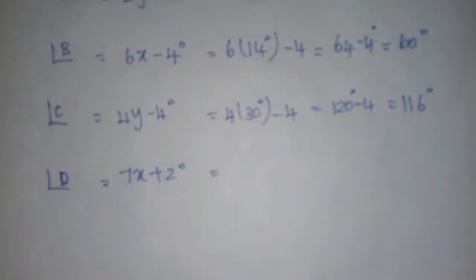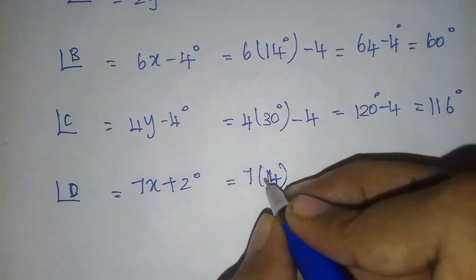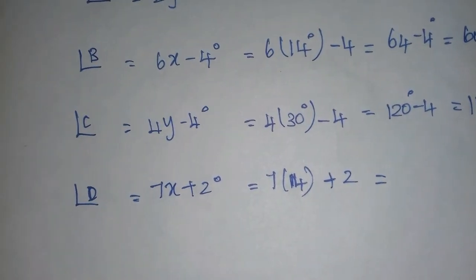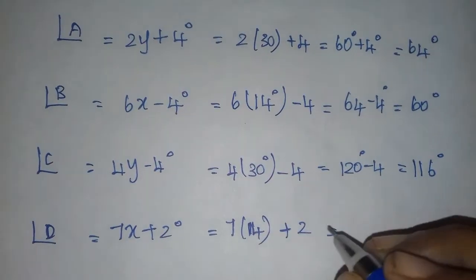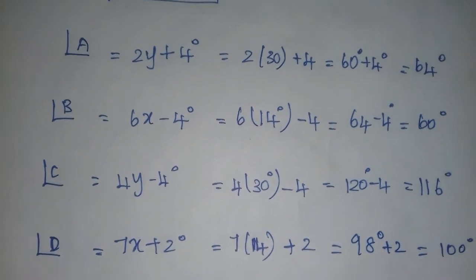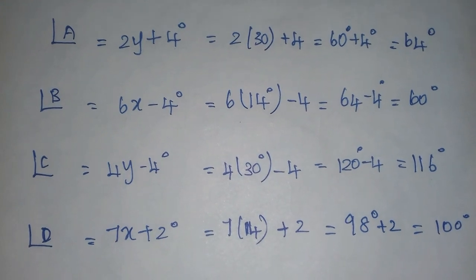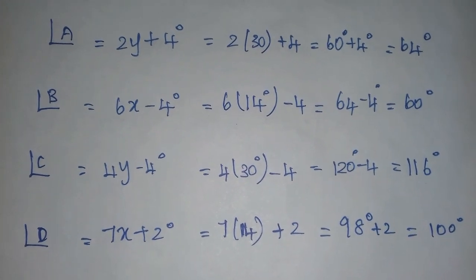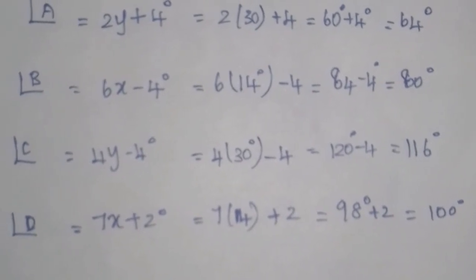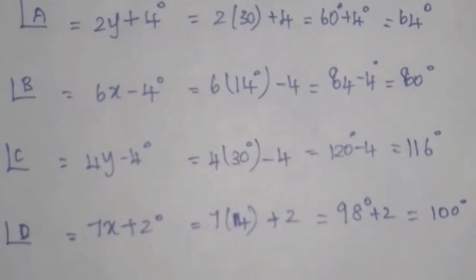Next step, we have to find the angle D. What is the value of x? Value of x is 14. So 7 into 14 degrees plus 2. What is 7 into 14? 7 into 14 is 98 degrees plus 2. That is equal to 100 degrees. Now we found all the 4 angles. Angle A is 64 degrees, angle B is 60 degrees, angle C is 116 degrees, angle D is 100 degrees. Angle B is 80 degrees. Why? 6 into 14 is 84 degrees. So 84 degrees minus 4 is 80 degrees.